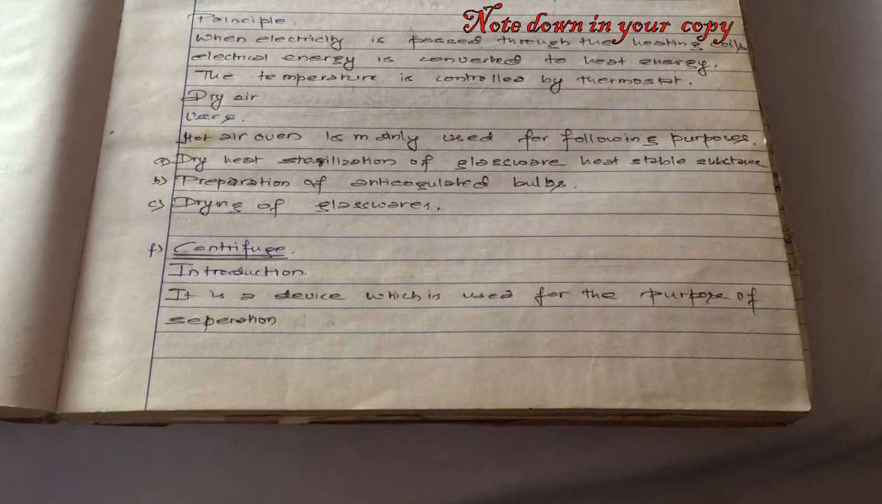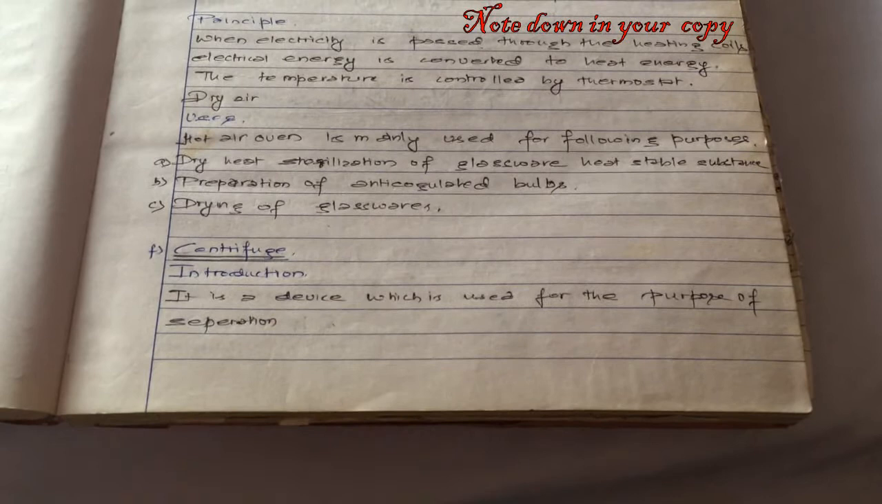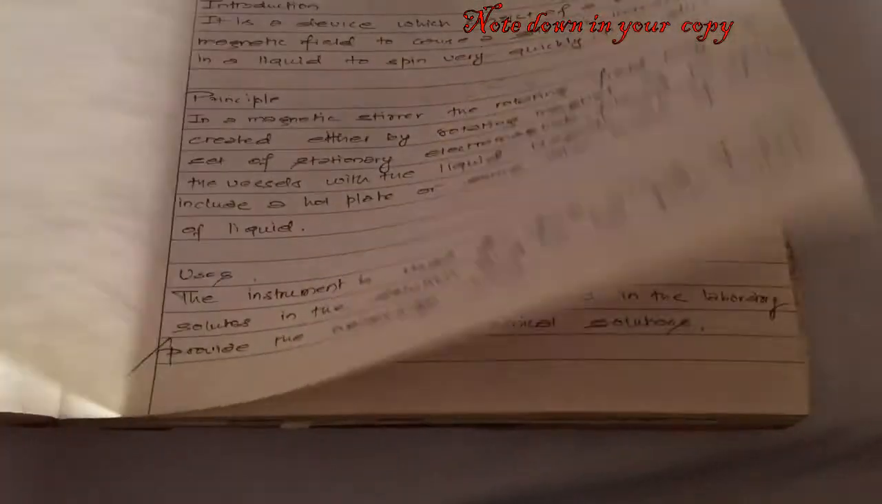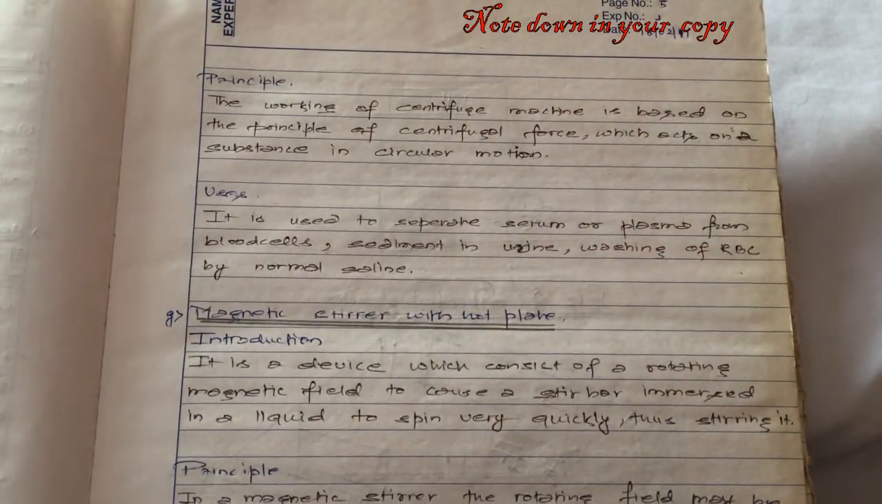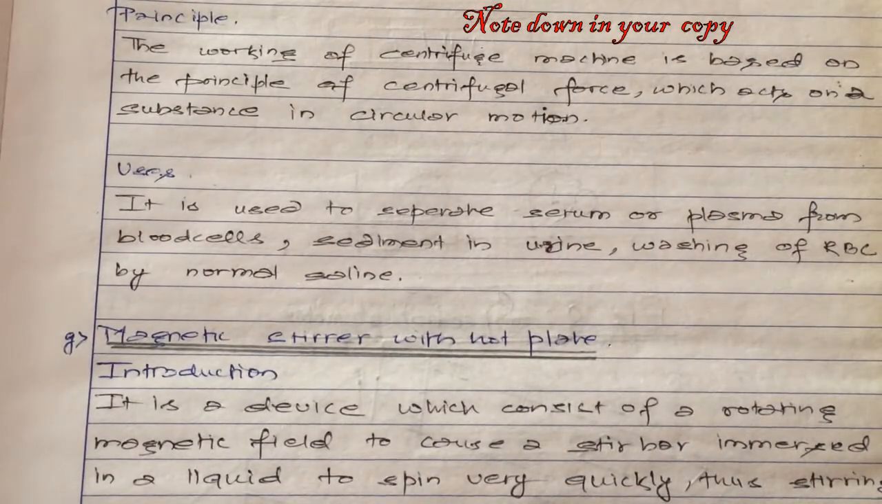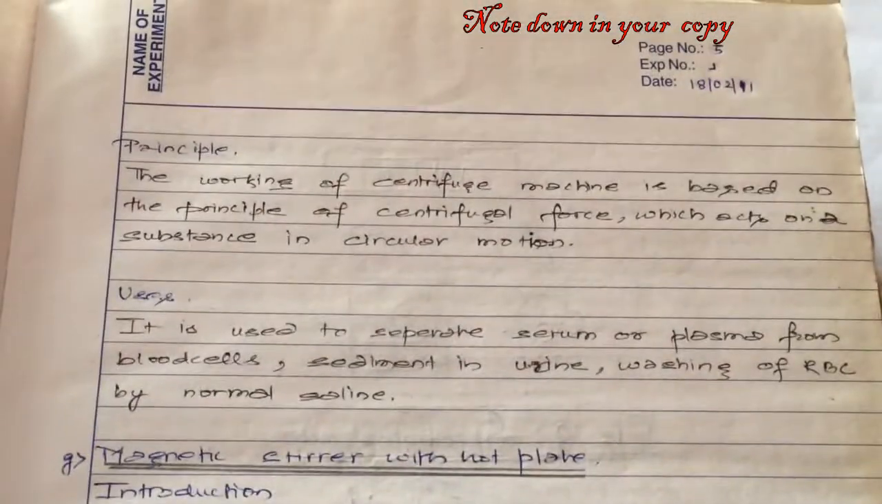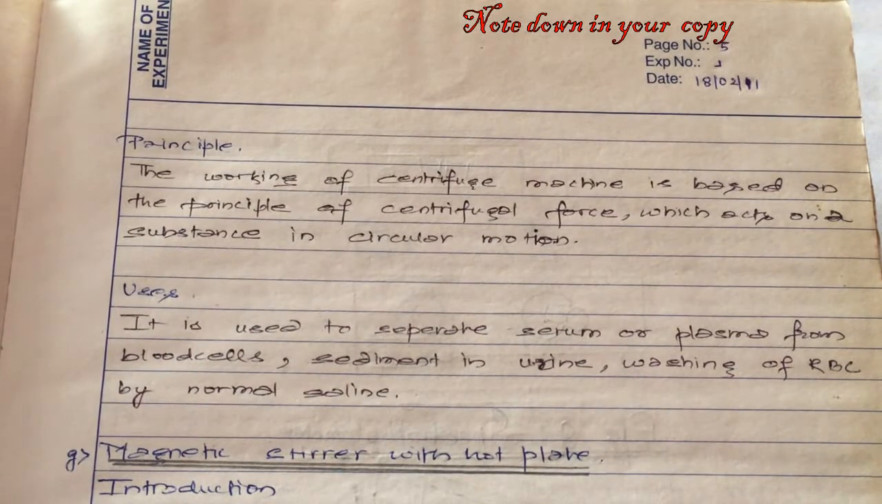Let us now talk about the centrifuge. It is a device which is used for the purpose of separation. Let's talk about the principle of centrifugation. The working mechanism of the centrifuge machine is based on the principle of centrifugal force, and that is, it acts by moving substances in a circular motion.